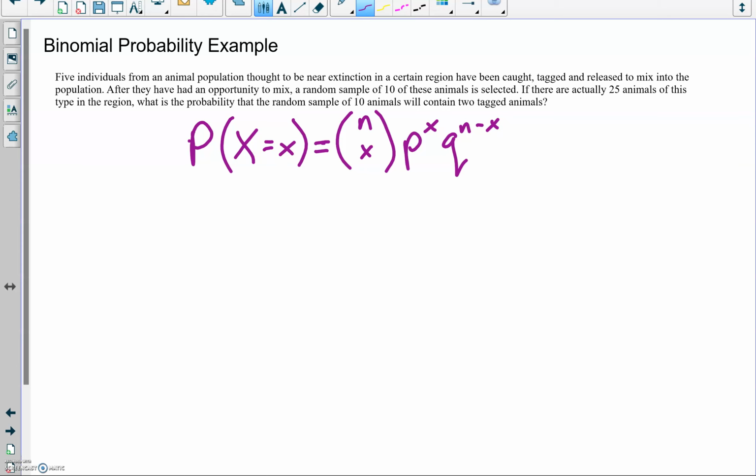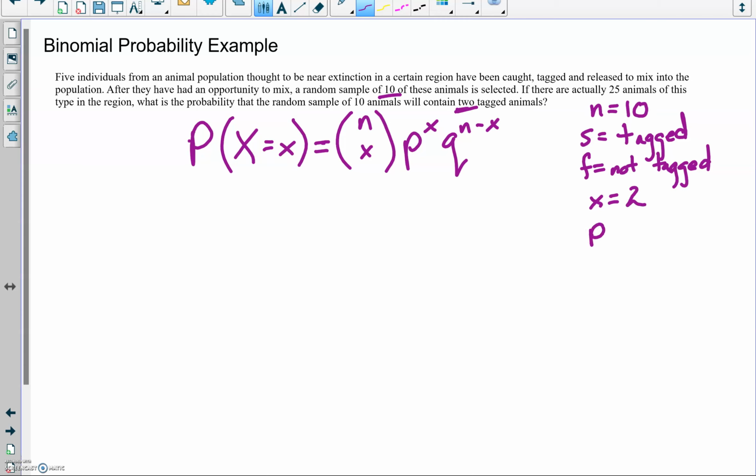The n is the number of animals, or in this case, selected total. So that's going to be 10. So I know n is 10. The x is the number of successes. And in this case, a success is tagged. So the S for success is going to be tagged. The failure would be not tagged. And then furthermore, the x that we're looking at in this case, they want to know the probability of 2 tagged animals. So I know 2 there.